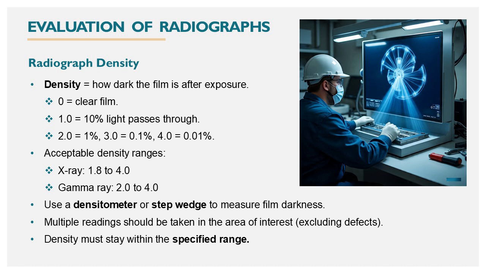Use a densitometer or step wedge to measure film darkness. Multiple readings should be taken in the area of interest, excluding defects. Density must stay within the specified range.